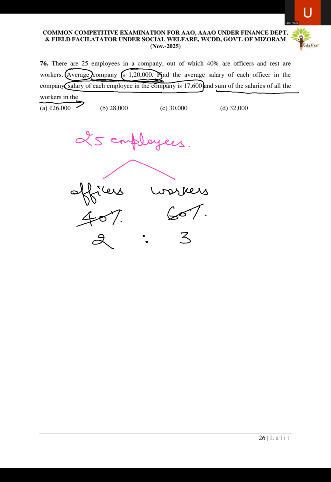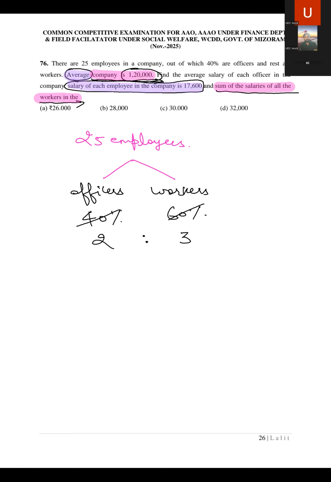This one. Average salary of each employee in the company is 17,600. And then the other is, the sum of salaries of all the workers in the company is 1,20,000. This is the question. Right. All right. So the average salary of each employee in the company is 17,600.